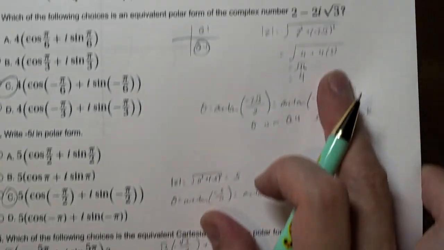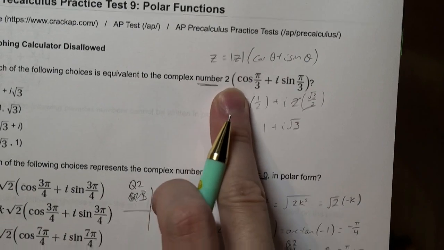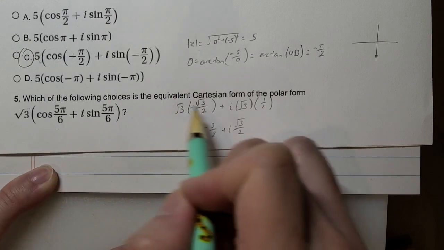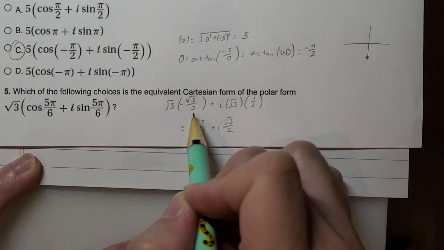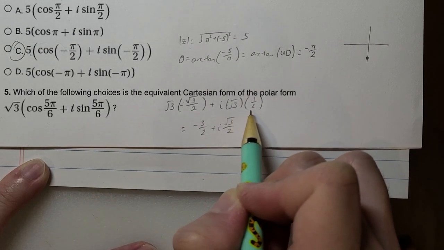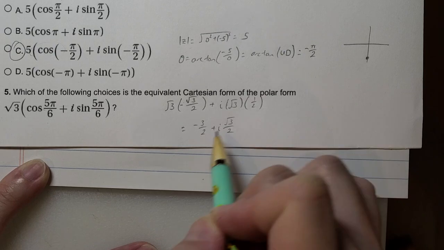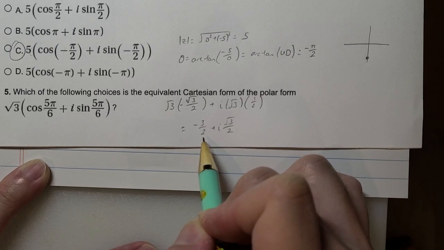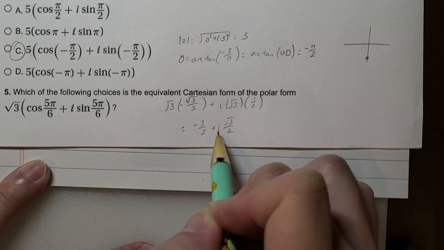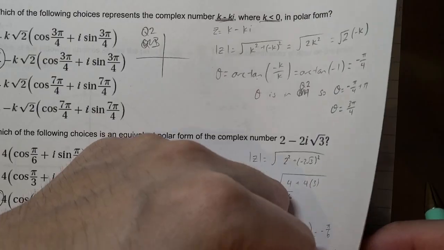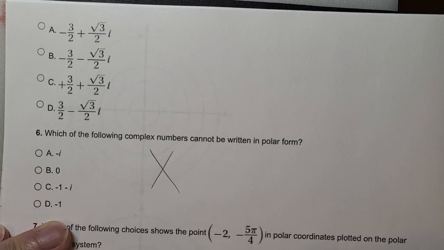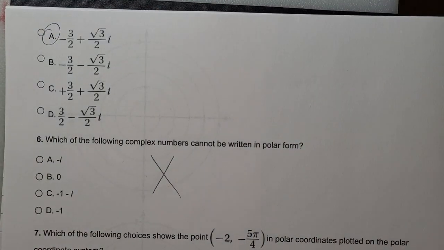Okay, which of the following choices is the equivalent Cartesian form of the polar form, this guy? So this is exactly what we did in number 1. We're going to distribute the magnitude to both terms. So it'll be root 3. What's cosine of 5 pi over 6? That's minus root 3 over 2, plus root 3 times i times sine of 5 pi over 6. What's sine of 5 pi over 6? That's half. So the answer is minus 3 over 2. Why is that? Well, root 3 times root 3 is 3. And this is root 3 over 2 times i. So the answer is, looks like it's A, if I picked it correctly.